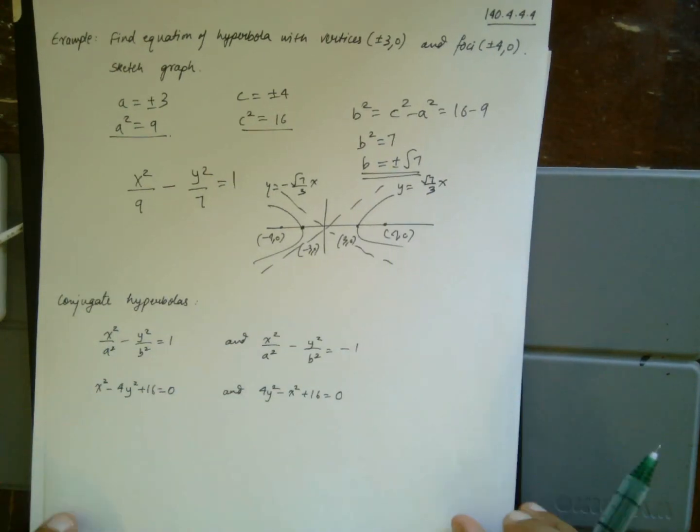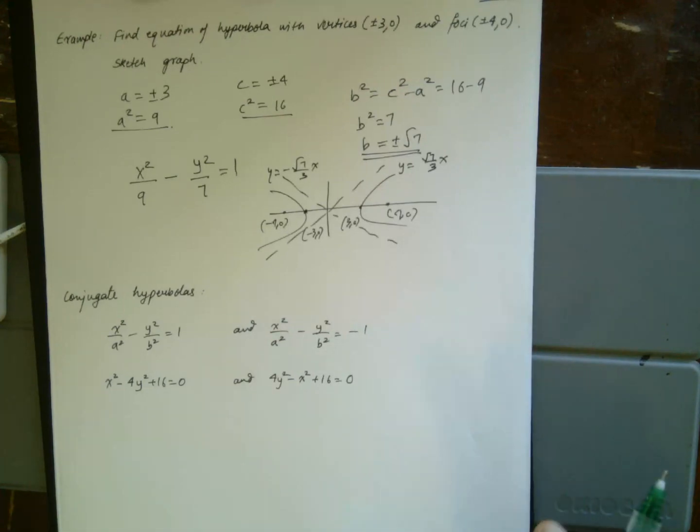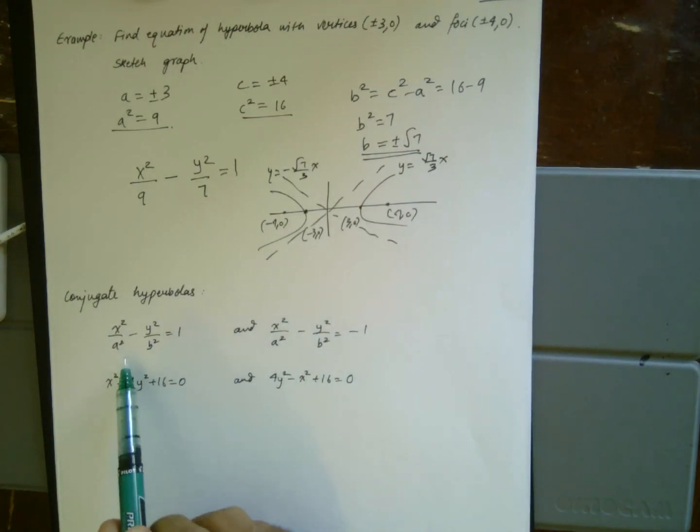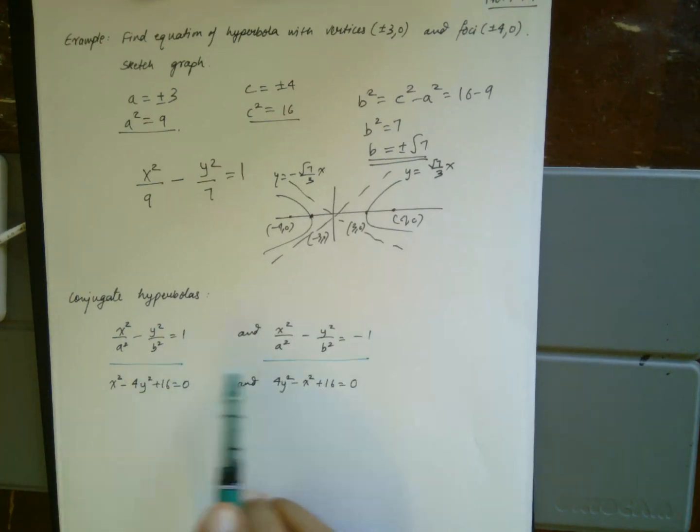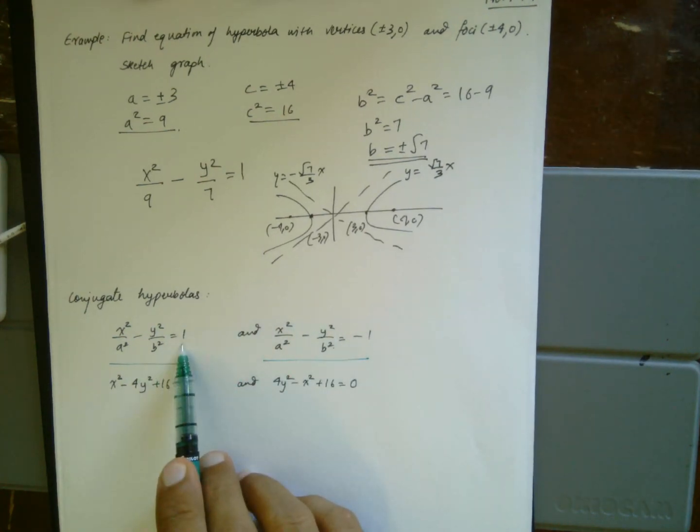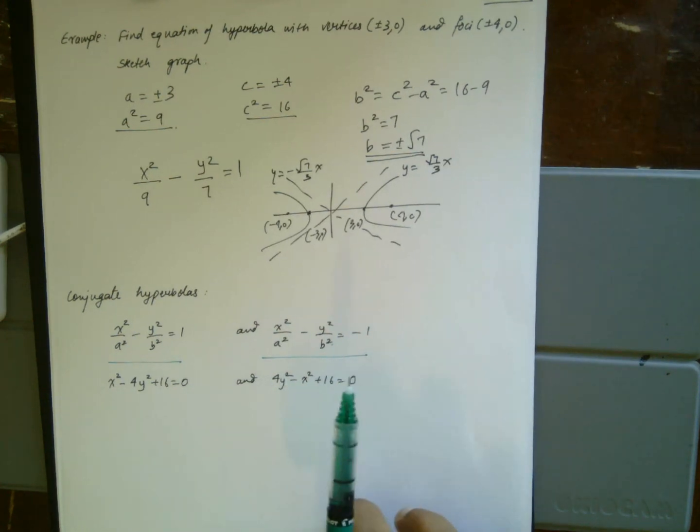Alright, last video for this week. We're going to talk about something called conjugate hyperbolas. So we look at these two equations. They're pretty much the same, except one says this is 1 and one gives me negative 1.